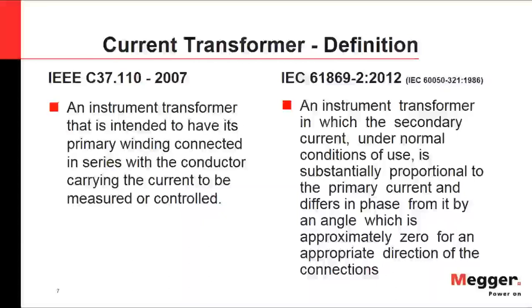Even though this is a simple definition of a current transformer, the definition that IEC provides now looks more into the real condition of the operation of a current transformer, which is an instrument transformer in which the secondary current, under normal conditions of use, is substantially proportional to the primary current and differs in phase from it by an angle which is approximately zero for an appropriate direction of the connection.